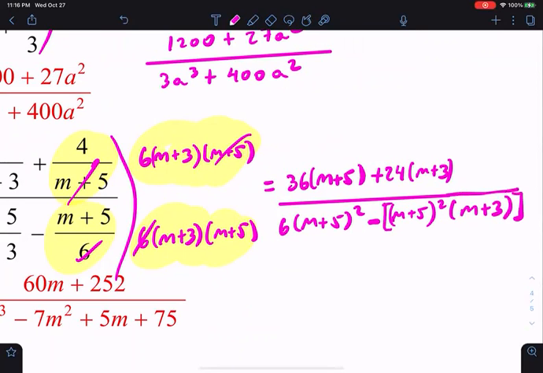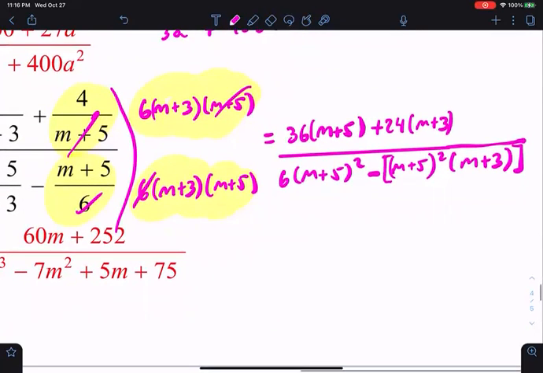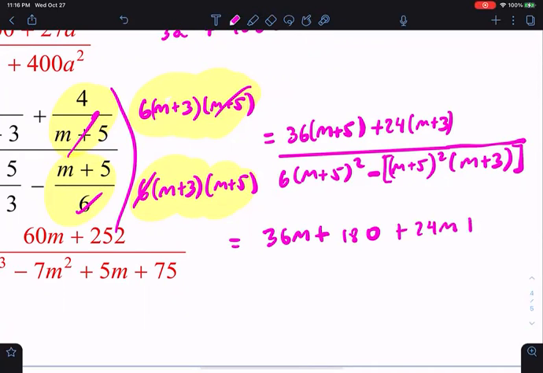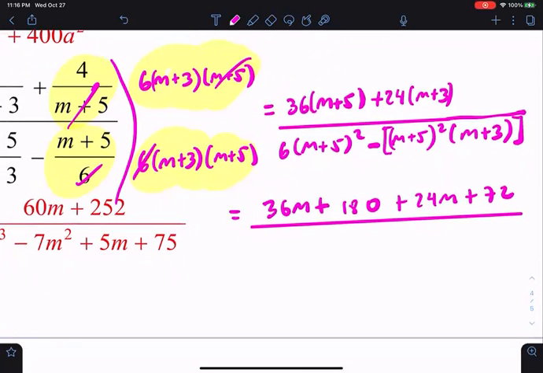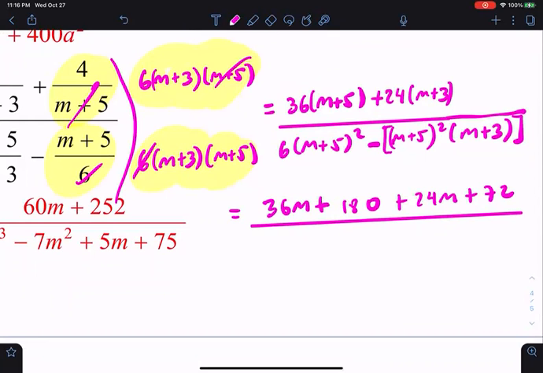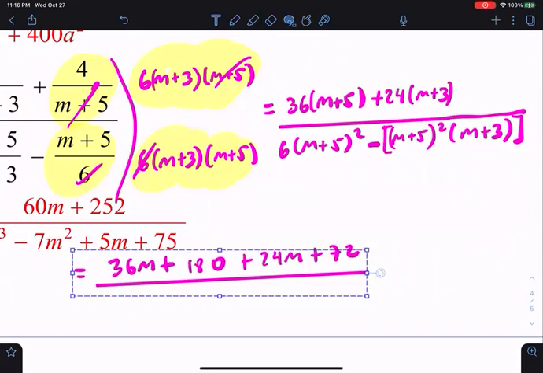Okay, so now it's about combining like terms and simplifying these things, right? So this is going to be 36m, so this is 180, right? 180 plus 24m plus 72. That's the top. Okay. And the bottom is going to be a long process. So on the bottom we have, let me move this somewhere else so I can have enough room to simplify this thing.